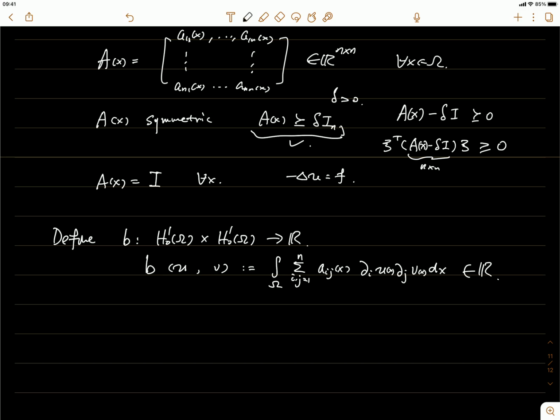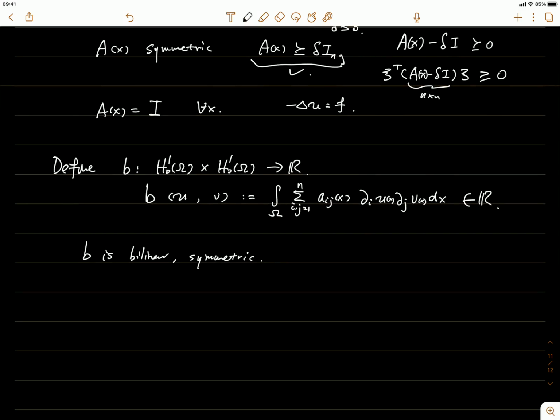So first of all, you can see that B is bilinear. It's linear in u and it's also linear in v. It's linear in both arguments. And it's symmetric. If you switch u and v, you get the same value because aij is from a symmetric matrix, so aij equals aji for every x. Okay, so B is bilinear and symmetric. Not only that, we want to show that B actually gives us an inner product. To guarantee that, we also need to make sure that B is positive definite.